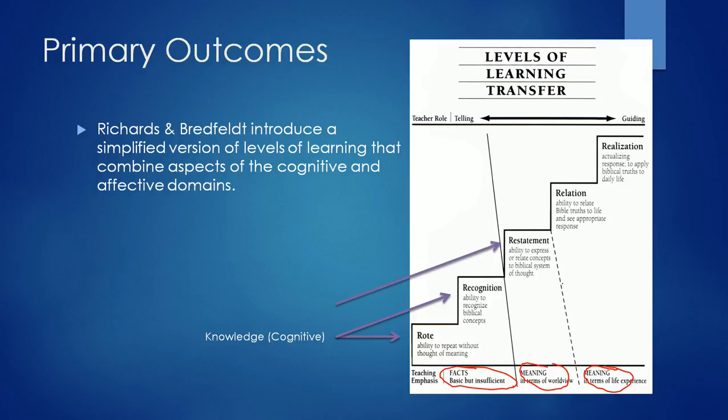Next level is restatement. Restatement kind of moves over from this area to over here. So we're going from knowledge now into meaning, which means there has to be some level of understanding. And certainly it is. This would be the lowest level of the cognitive domain, comprehension. So now we're in understanding. And restatement is the ability to express or relate concepts to biblical systems of thought.